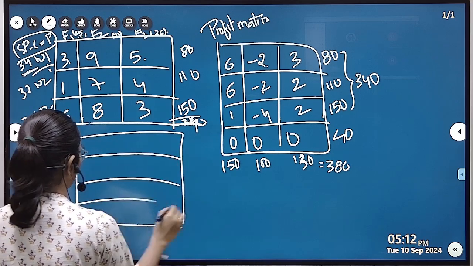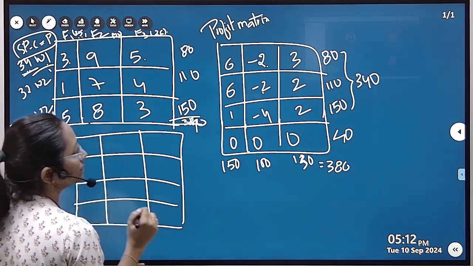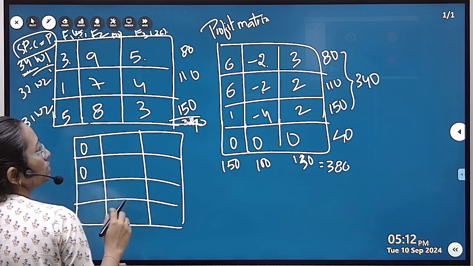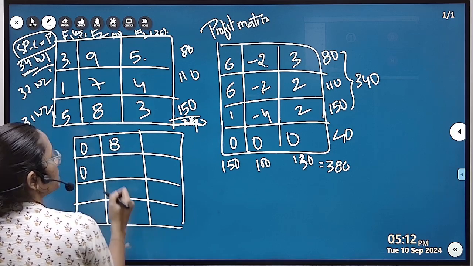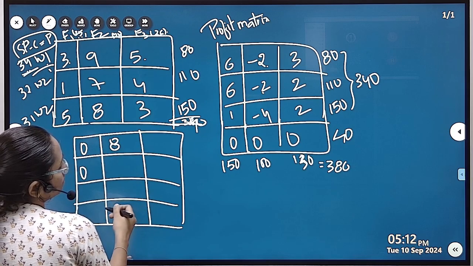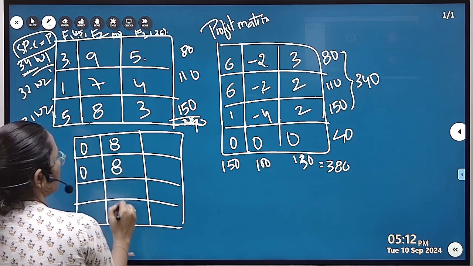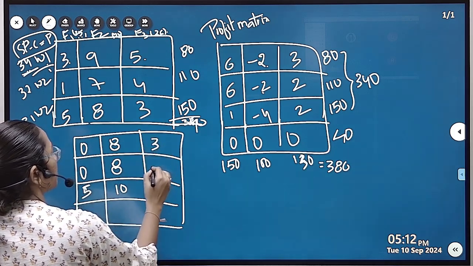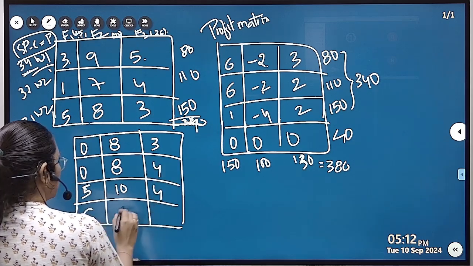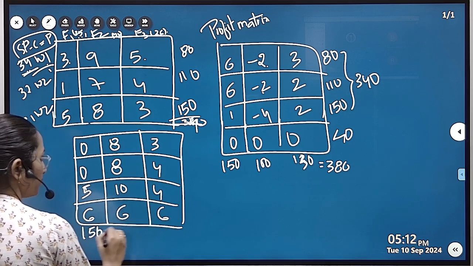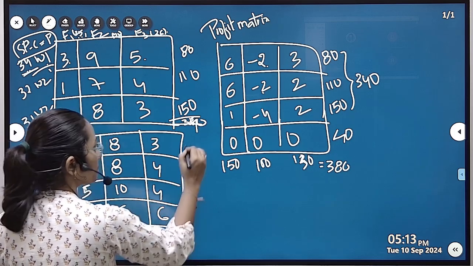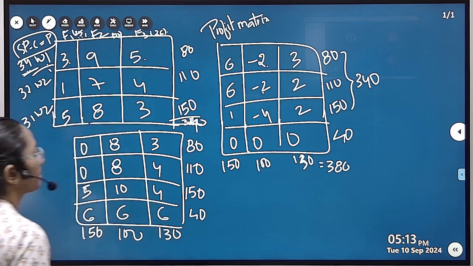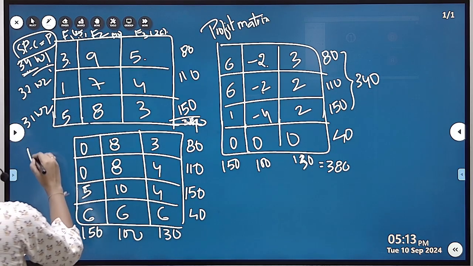So 1 2 3 4 1 2 3, and so which one is the bigger number? 6, right? So 6 minus 6 0, 6 minus 6 0, 6 minus minus 2, minus into minus plus, so 8. 6 minus minus 2, minus into minus plus, so 8. So 6 minus minus 4, 10. So 6 minus 1 5, 6 minus 3 3, 6 minus 2 4, 4, 6 and 6 here. So now it will be 150, 100, 130, 80, 110, so 150 and 40. So now this is the loss making matrix.